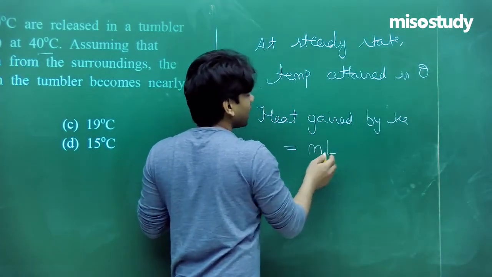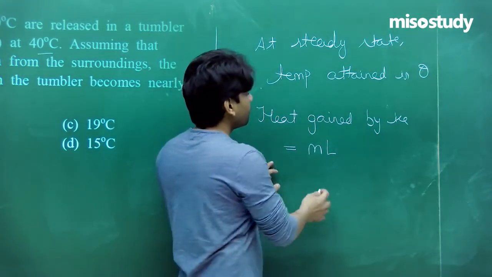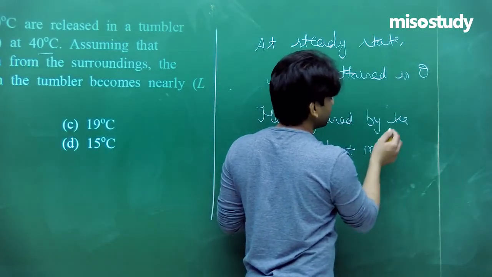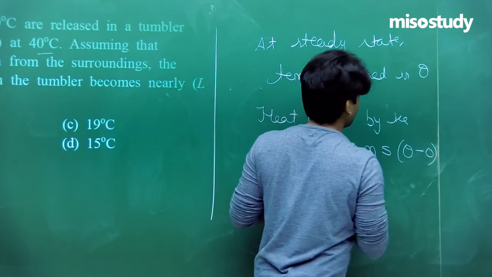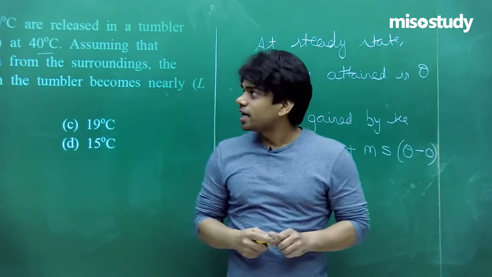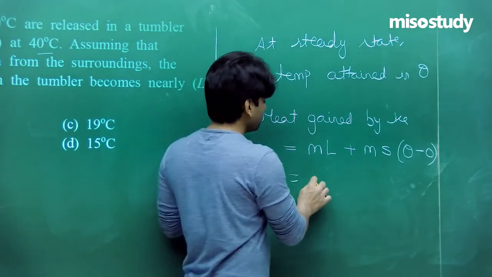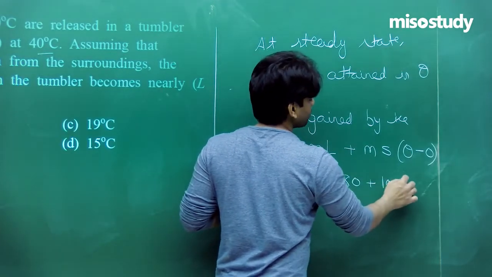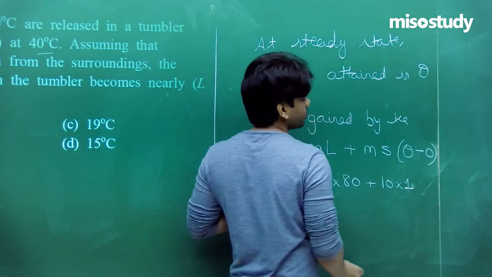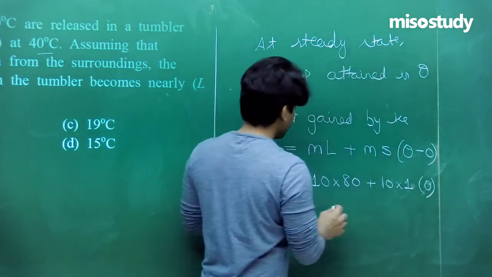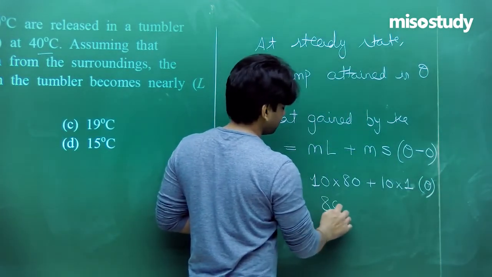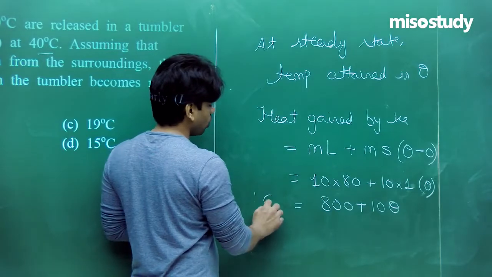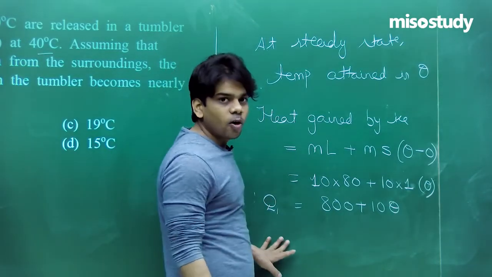m into L when ice gets converted from ice to water at 0 degrees Celsius, plus mass of ice m multiplied by the specific heat capacity of water, let's say S, into difference in temperature theta minus 0. Now you put all the values: 10 gram of ice, L is 80 calorie per gram, plus again 10 grams, specific heat capacity of water is 1 calorie per gram per degree Celsius, into theta. So this will be 800 plus 10 theta calories, the heat gained by ice.